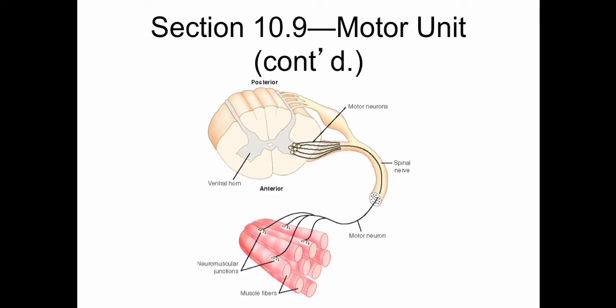In this photo, this particular motor neuron has branched out to control 4 muscle fibers. The number of muscle fibers in a motor unit varies from as few as 2 to 3 or as many as 2,000.